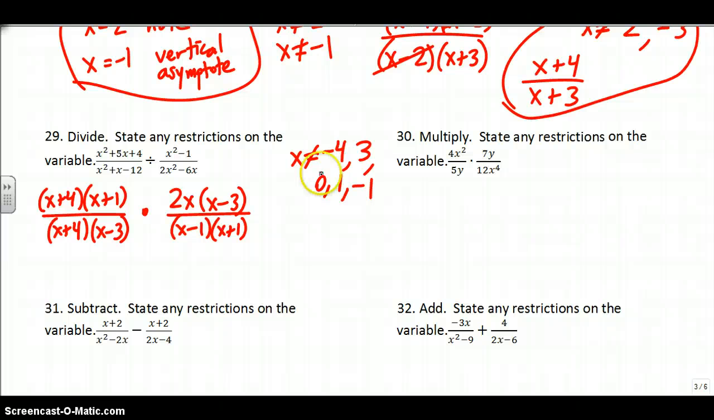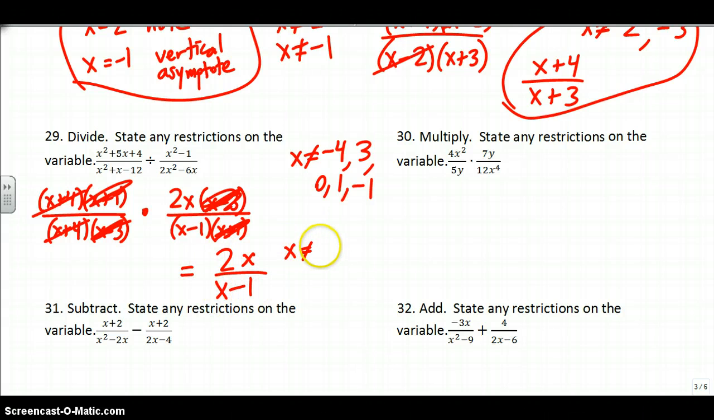Now we can feel free to cancel now that we've listed our restrictions. So anything that's the same on top and bottom cancels out. We have an x plus 1 over here. We have an x minus 3. Those go away. The only thing we're left with is 2x over x minus 1, as long as x does not equal -4, 3, 0, 1, or -1.